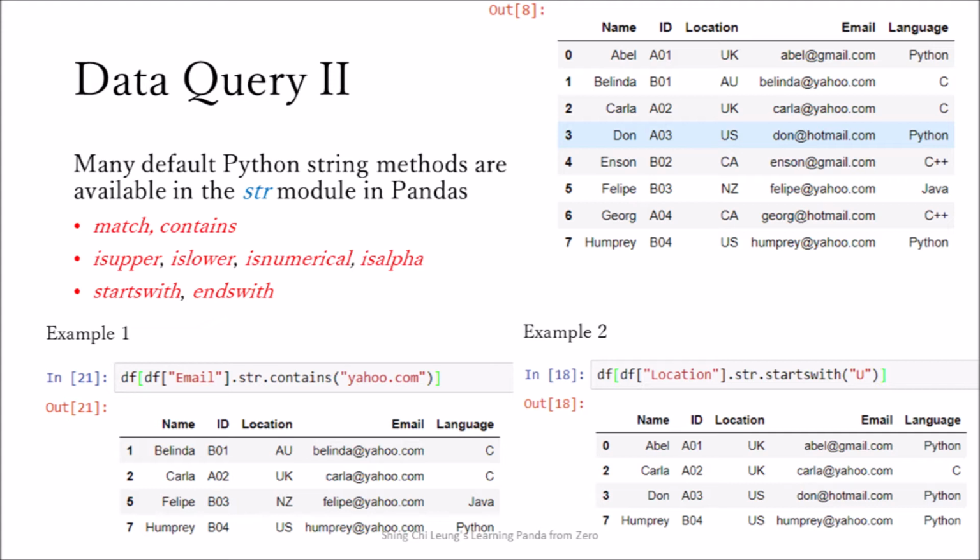In the right example, we do another query by the startswith method. We ask Pandas to give us the subset data frame where the location starts with U. And from the original data frame, this means staff with a location of UK or US will be returned. Indeed, the result confirms our expectations.